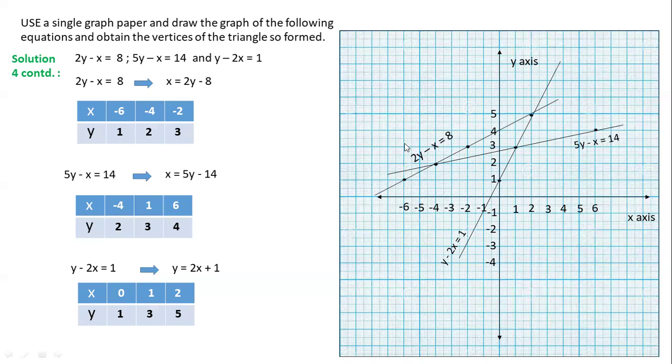So let us write the first one, A. This is 1, 3. Clear? This is the vertex. Second, B: 2, 5. C: minus 4, 2. So these are the coordinates of the vertices of the triangle. Hope I am clear. Next.